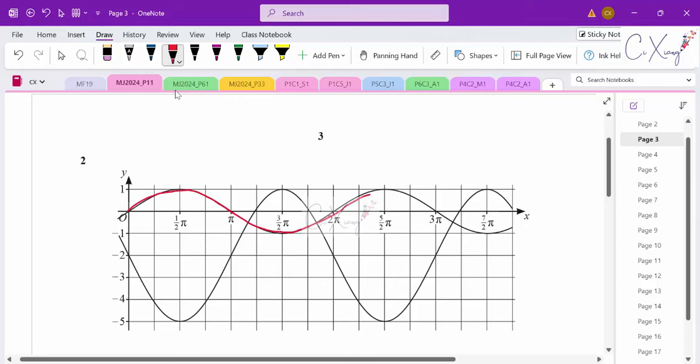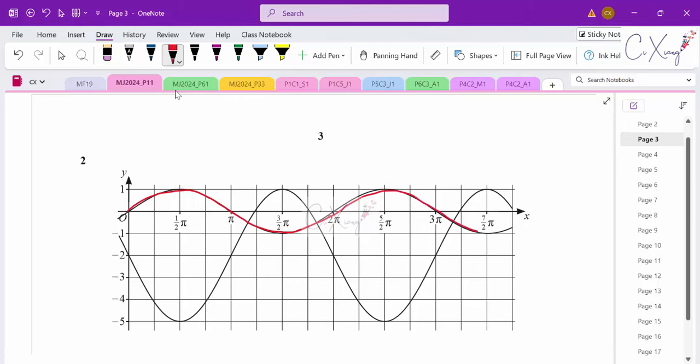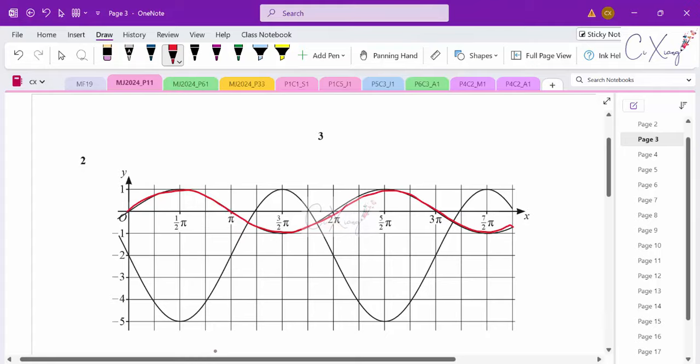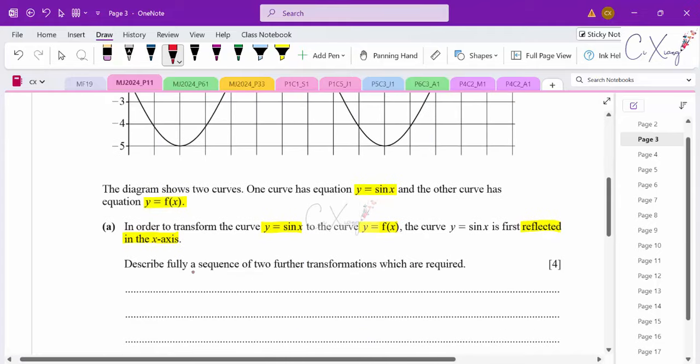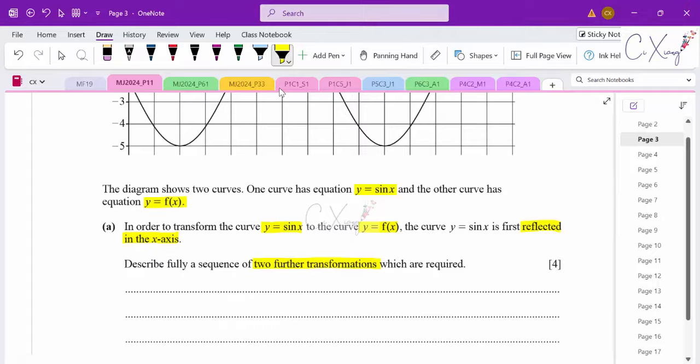So this is y equals sine x, and the black graph here is the graph after transformation. All right, the first step is to reflect the graph up and down, no problem. Then after that, they want you to describe fully a sequence of 2 further transformations. So after the reflection, you need to write down another 2 transformations which are required.